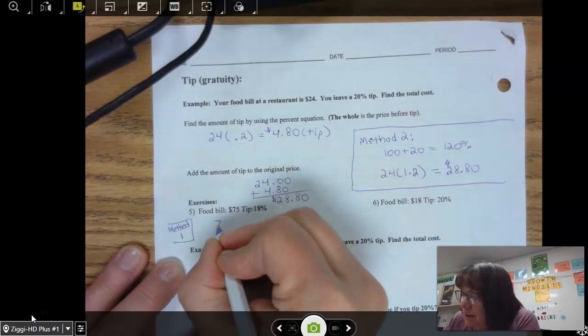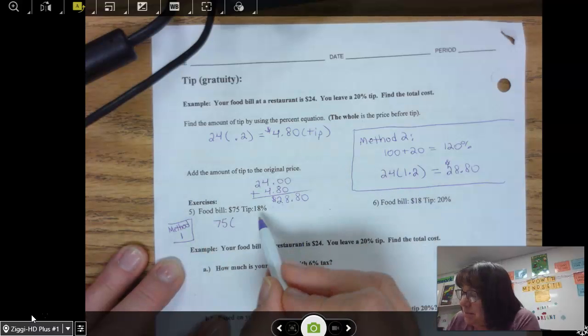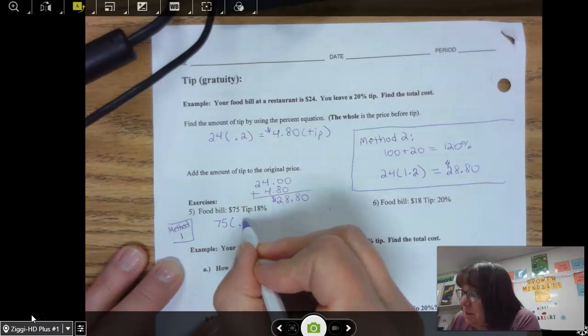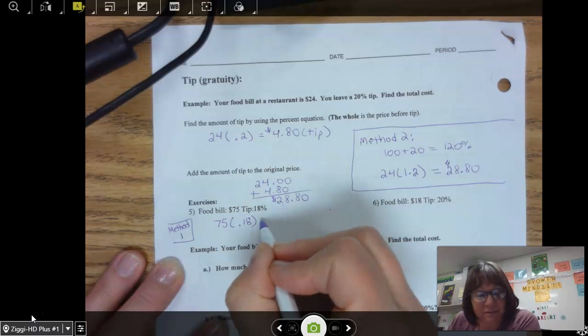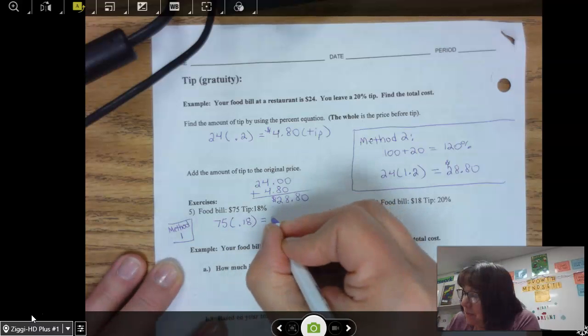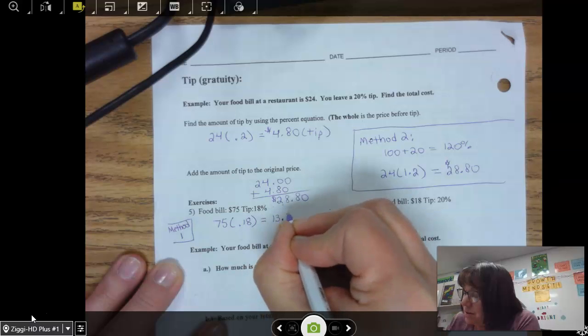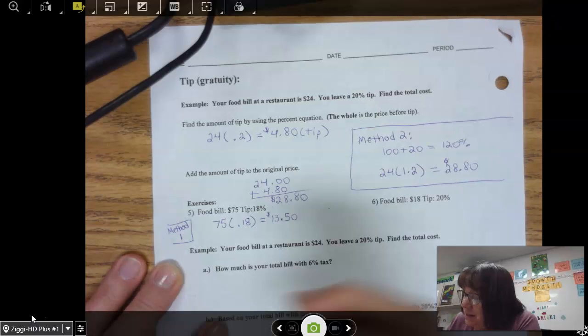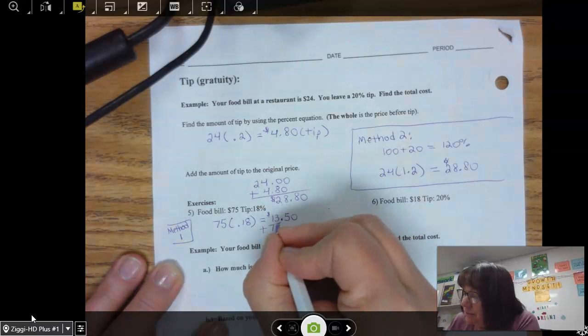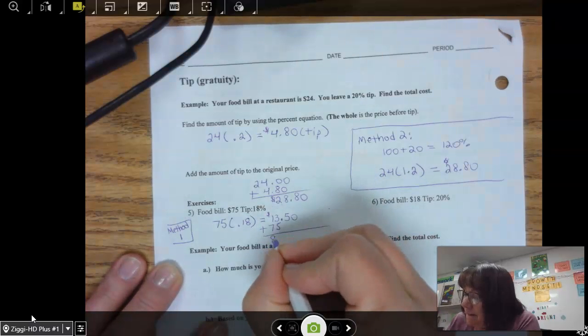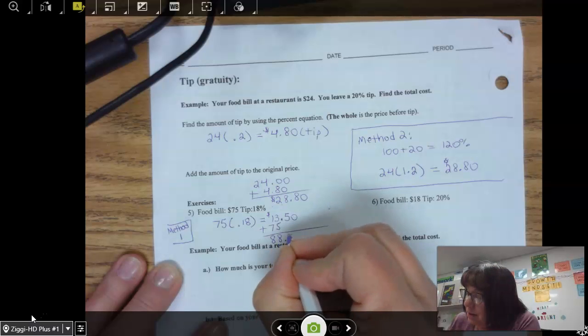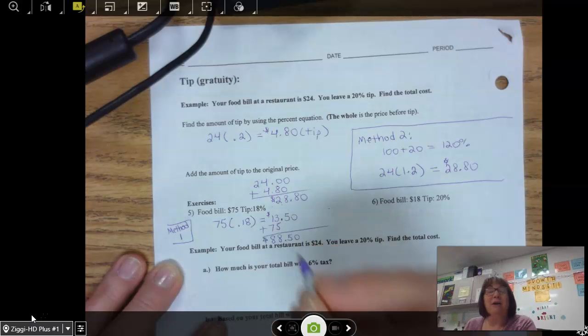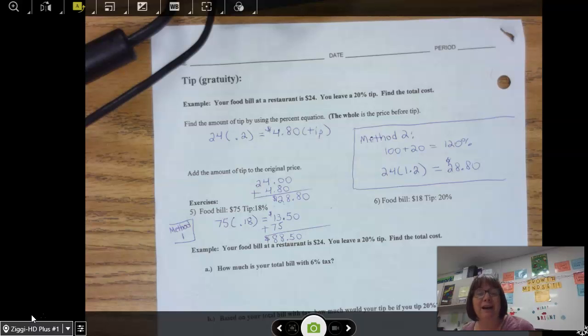I'm going to take the $75 and multiply by my tip. As a decimal would be 0.18. And I'd get $13.50. And now I'm going to add that to 75 and get $88.50. So no matter which method you used, you should have had $88.50.